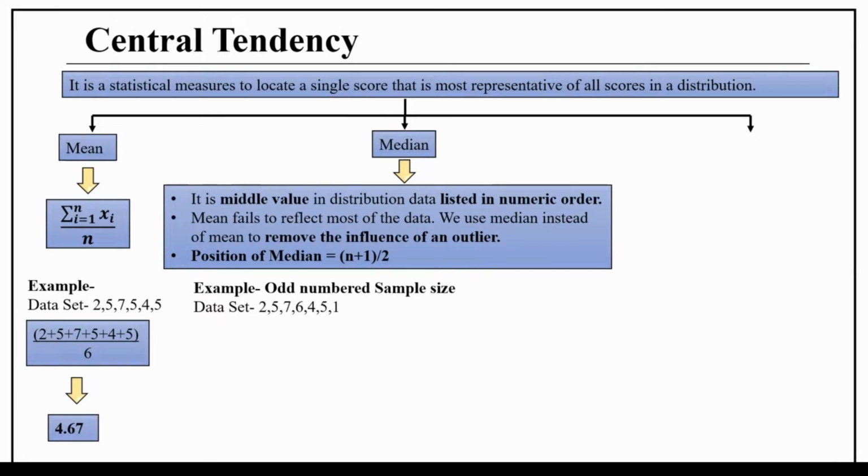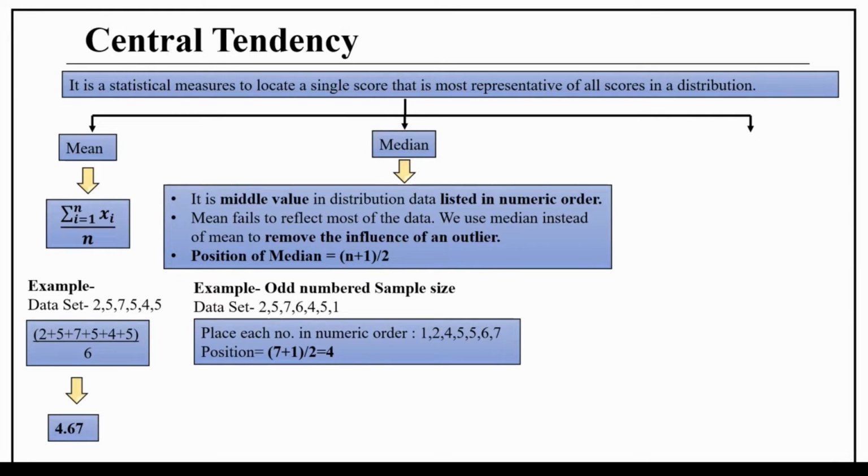The given data set is an odd number sample size. First we will place the data in numeric or ascending order, and using the median position formula, that is (n plus 1) divided by 2, here n is 7, the position is coming out to be 4. So 4, where does 4 lie? 1, 2, 3, 4. So 5 is the value at position 4.